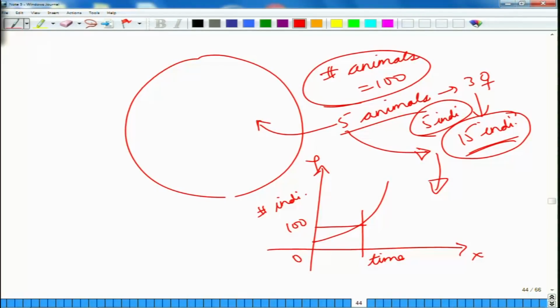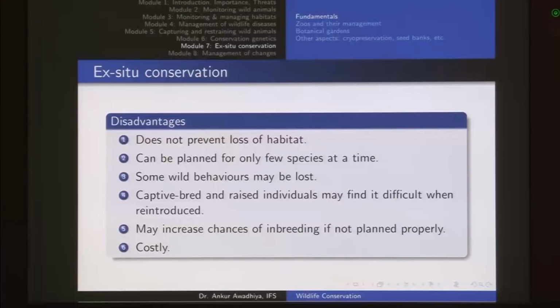Now when this situation arises, so you have a small facility and you have a large number of animals, and probably you do not have enough number of natural areas in which to release your animals. So what would happen? There would be a very little chance that you would be eager to bring more animals into your facility, because you already have a very large number of animals. But when that happens, we will start seeing the impacts of inbreeding, because you have a very small founder population. So this is also one disadvantage. It may increase the chances of inbreeding if not planned properly.